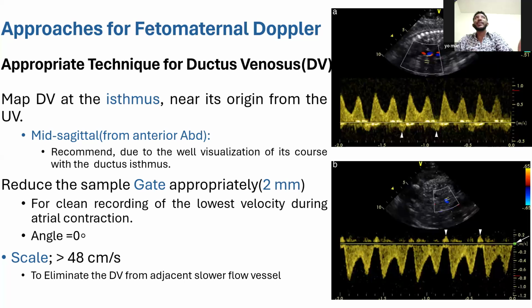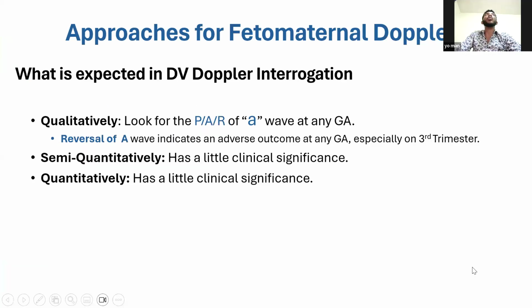What we can do is reduce the gate to 2 centimeters, the correlation must be 0, and the scale must be greater than 48 centimeters per second. When we increase the scale, it helps us eliminate flow contamination from the adjacent vessels, like the portal vein and portal artery. This is the ductus venosus waveform. This is the systolic, this is the diastolic. If there is absence of waveform, it indicates some sort of pathology.